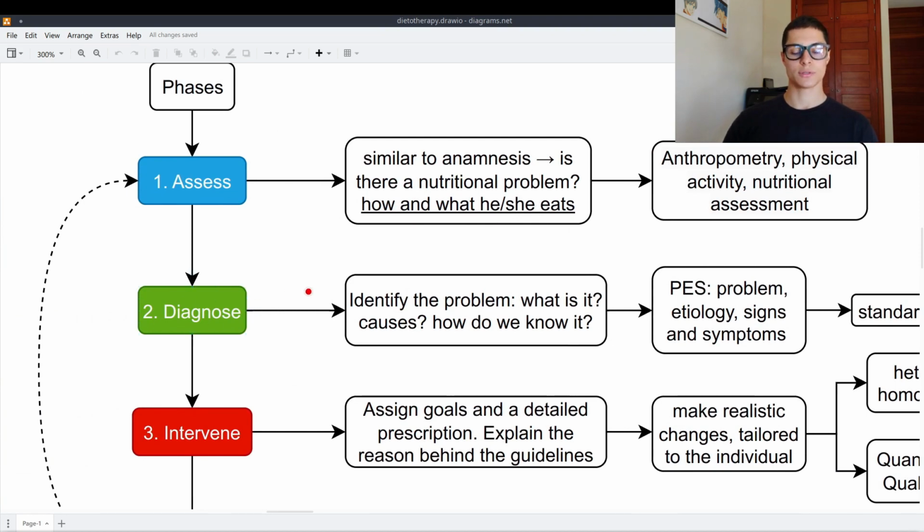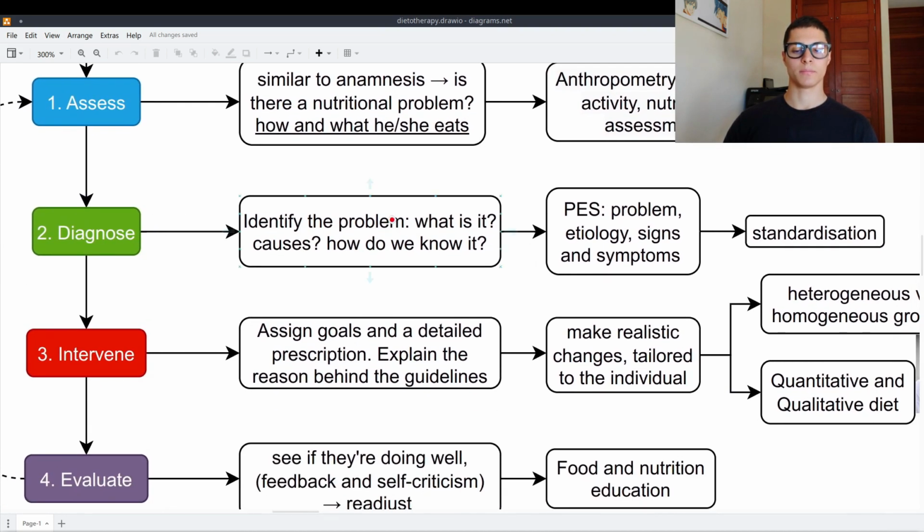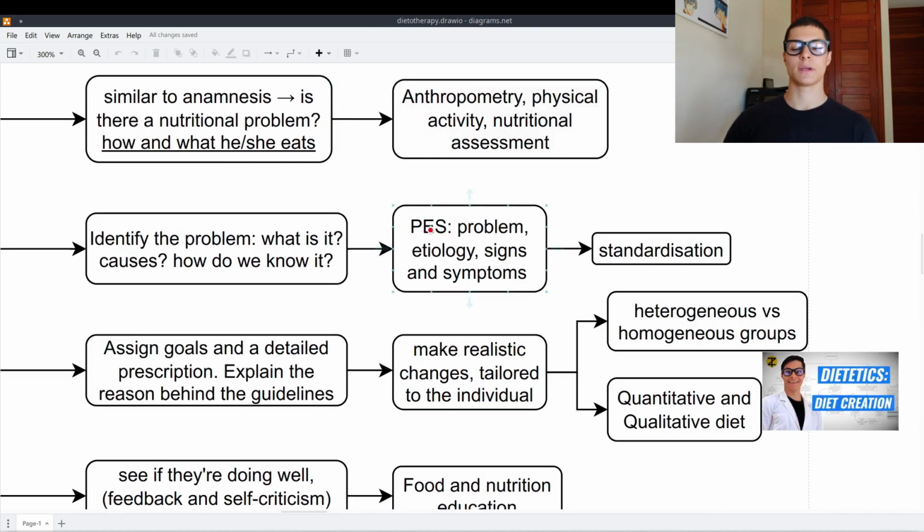Then the diagnose. We identify the problem. What is it? The causes? How do we know it? And there is this thing called the PES, which is not Pro Evolution Soccer, but problem, etiology, signs and symptoms. Indeed, signs and symptoms, we can refer to them as syndrome. So to remember it, problem, etiology, syndrome, signs and symptoms. This is used to standardize the diagnosis.